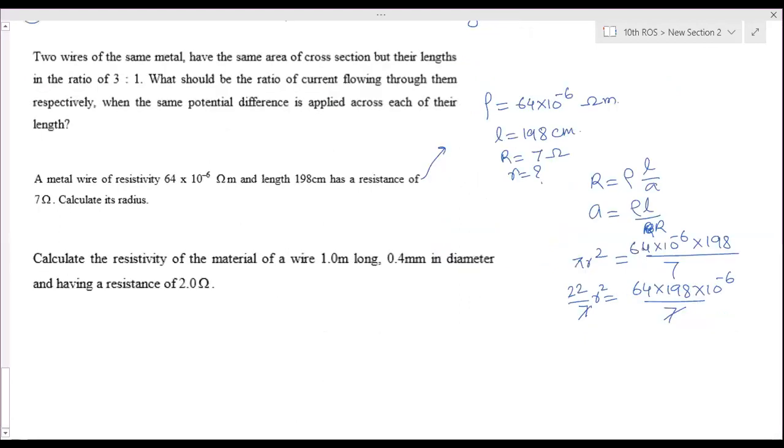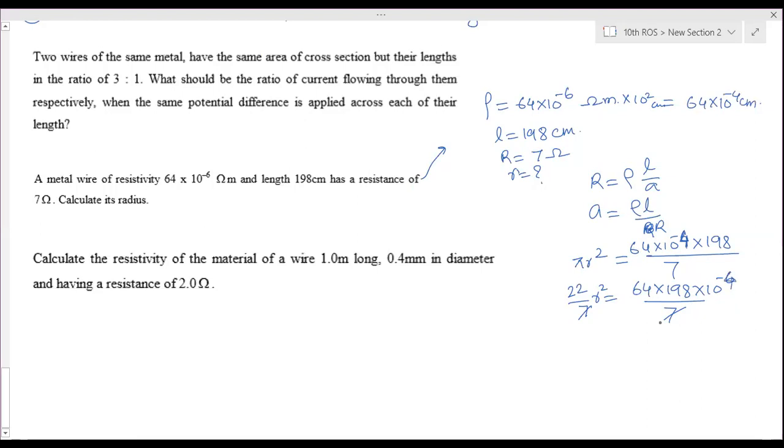Sorry, this is in centimeter, so we have to convert it to meter. Meter to centimeter conversion is multiplying with 10 to power 2. Otherwise, you will not get the square root. This will become 10 to power minus 4, so 64 into 10 to power minus 4 centimeter.